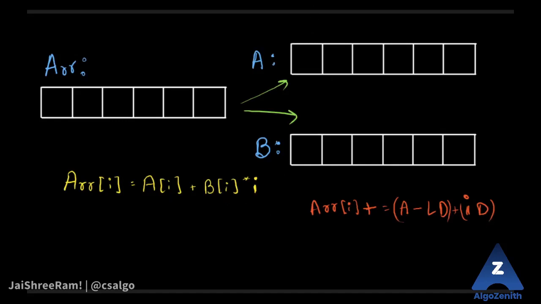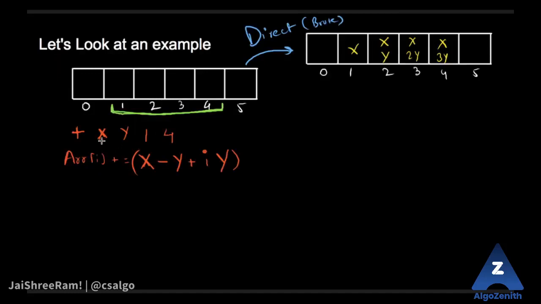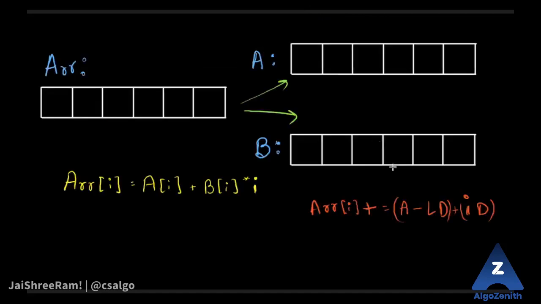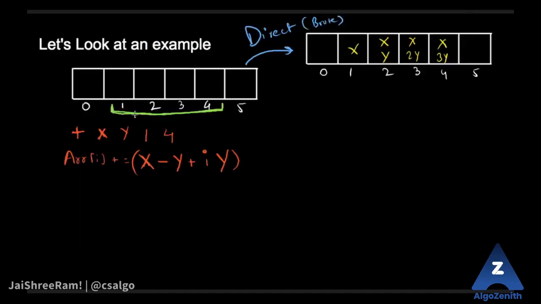So let's have a look at an example. Let's say you need to add the AP with the first term X and a common difference Y in the range 1 to 4. If we write a general expression and open it up using this expression over here, you get this value, where this is the constant and this is the I times D part. If we just directly simulate this, this would get X, this would get X plus Y, this would get X plus 2Y, and this would get X plus 3Y.